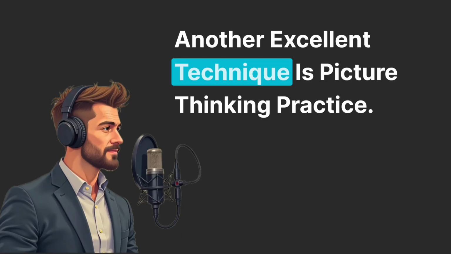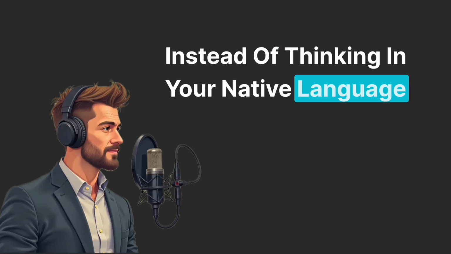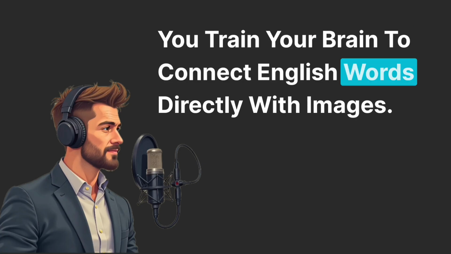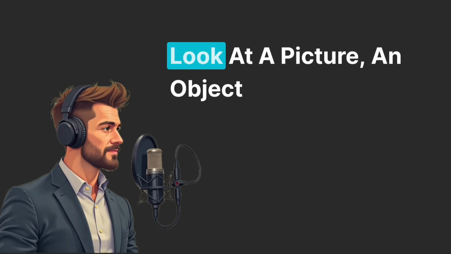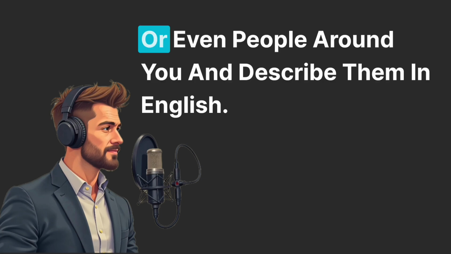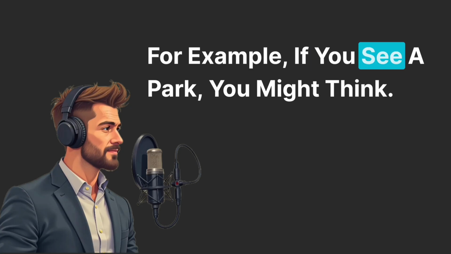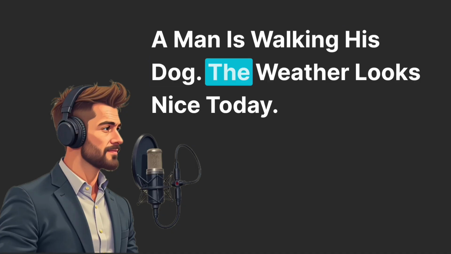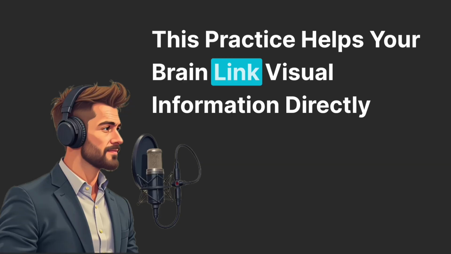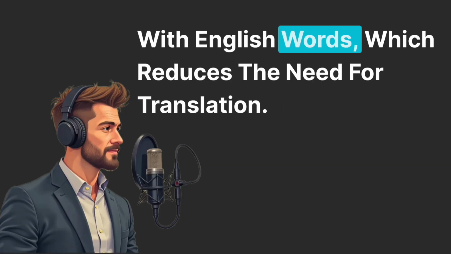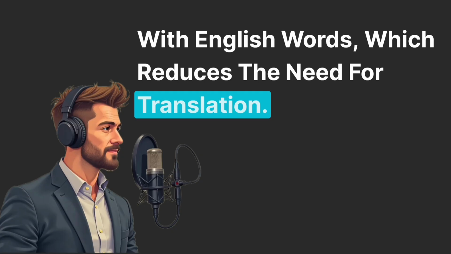Another excellent technique is picture thinking practice. Instead of thinking in your native language, you train your brain to connect English words directly with images. Look at a picture, an object, or even people around you and describe them in English. For example, if you see a park, you might think, "There are children playing. A man is walking his dog. The weather looks nice today." This practice helps your brain link visual information directly with English words, which reduces the need for translation.